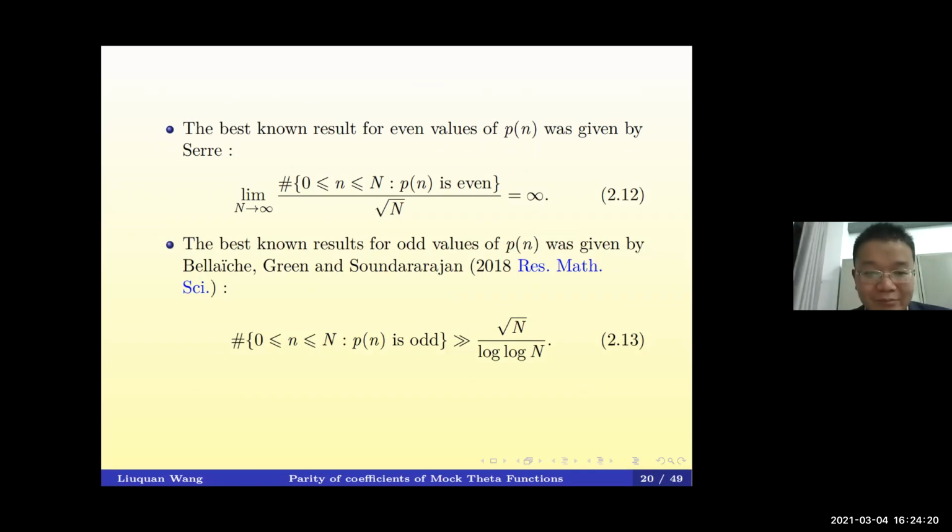And the best known result for odd values of p(n) was given by Bellaïche, Green, and Soundararajan in recent years. They showed that the number of odd values up to n is greater than square root n over log n. So these two records stand so far, but I'm not sure whether there is some new progress. If you know some new progress on this topic, please tell me.